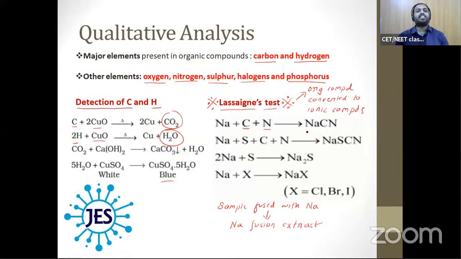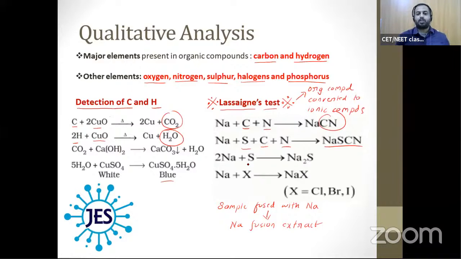Now, there are some tests to detect cyanide ion. If you get positive results there, that proves the presence of cyanide ion, and if cyanide ion is present, carbon and nitrogen are also proved indirectly. That's the way to utilize this test. Similarly, let's say your compound has carbon, nitrogen as well as sulfur. Then by fusing it with sodium, what you get is sodium thiocyanate. If you prove the presence of thiocyanate ion, then you're showing the presence of sulfur.